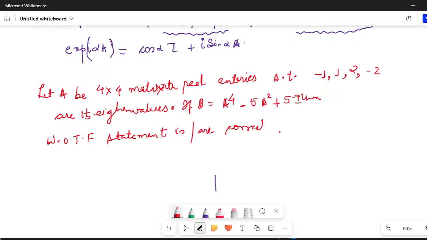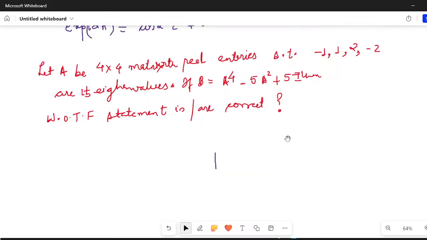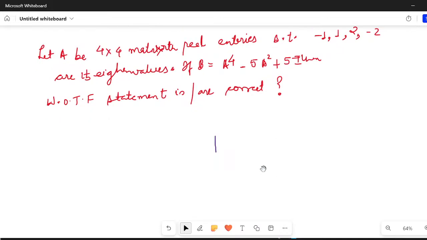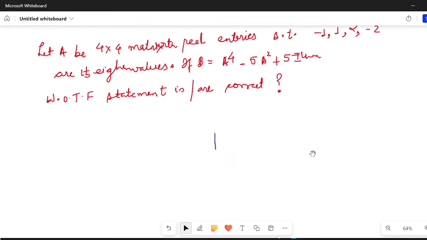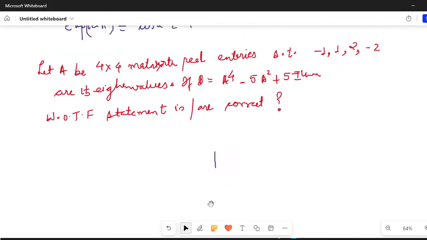Which of the following statements is correct? Okay, now think about this. Let A be a 4 cross 4 matrix with real entries, with -1, 1, 2 and -2 being its eigenvalues. So A's eigenvalues are given to us. B is related to A as A raised to power 4 minus 5A square plus 5 identity. Then which of the following statements is correct?